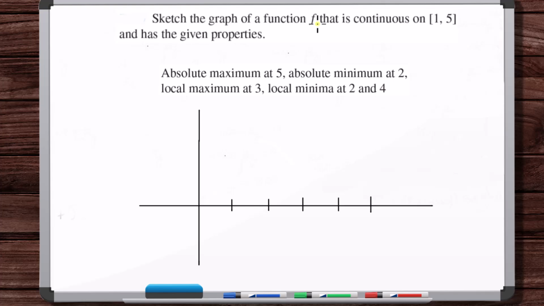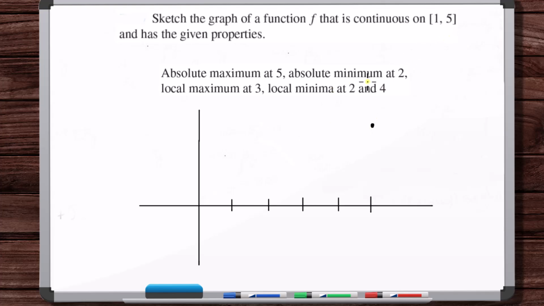Okay, so the requirements are that the function has to be continuous on the closed interval from 1 to 5. Continuous. It doesn't say differentiable, so it's not like it has to be a smooth curve. Just continuous, though. At 5, it'll have an absolute maximum, so let's just put this up here. Right, it's a closed interval. The function's going to exist there.